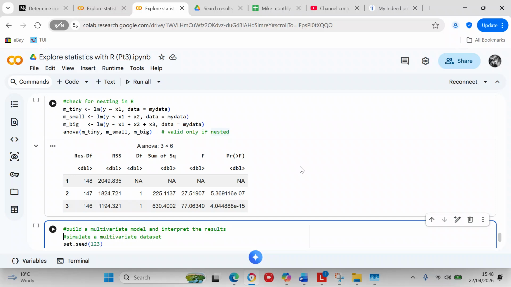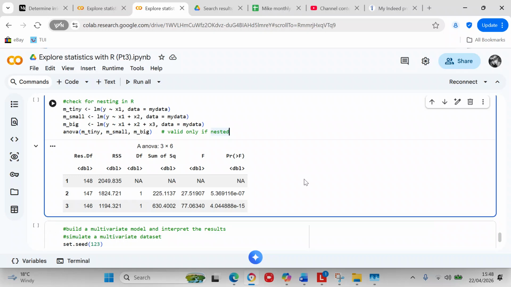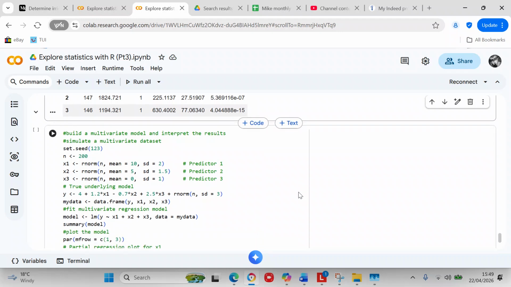And so we're going to perform an ANOVA on m tiny, m small, and m big. And it's going to say it's valid only if it's nested. So this is giving you the comparison of 1, 2, 3, where 1 is tiny, 2 is small, and 3 is big. And so you get your ANOVA for that. And so that's comparing nested models.